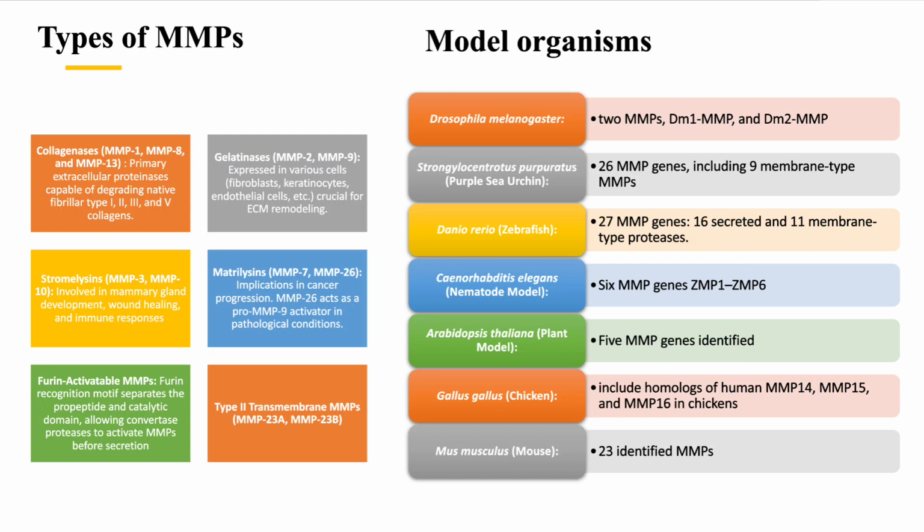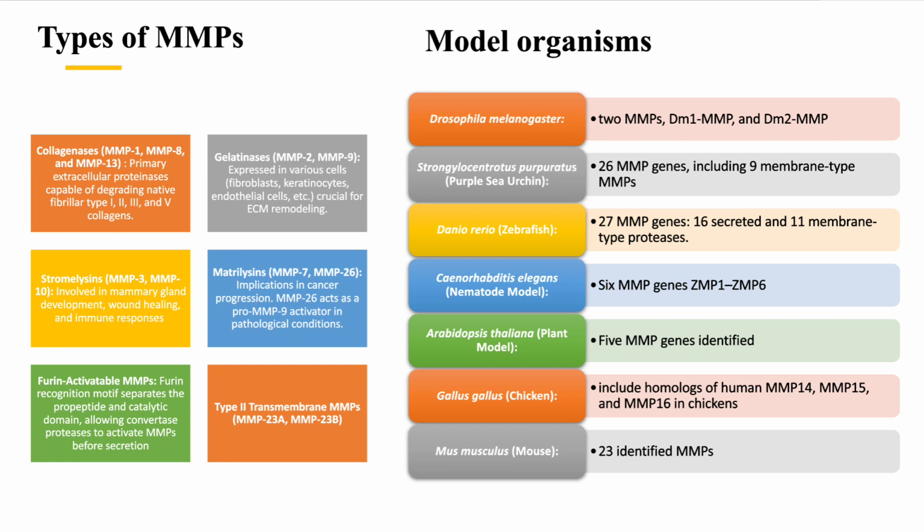Collagenases cleave growth factors, various matrix proteins, and non-matrix proteins. Gelatinases are expressed in various cells like fibroblasts, endothelial cells, etc., and are crucial for ECM remodeling. Stromelysins are secreted into extracellular matrices, expressed by fibroblasts and epithelial cells, and are involved in mammary gland development, wound healing, and immune response. Matrilysins, both members of this family, MMP7 and 26, have implications in the progression of cancer.